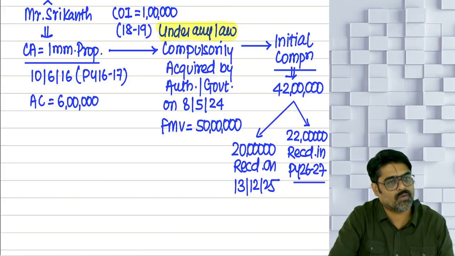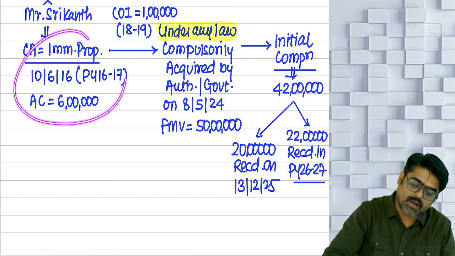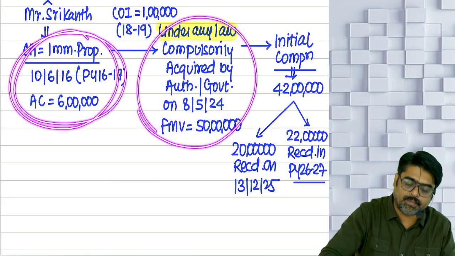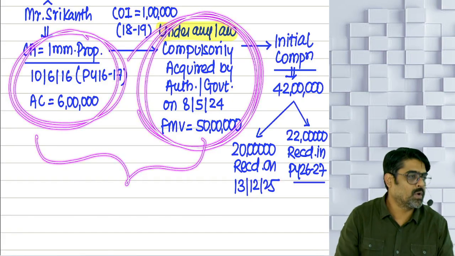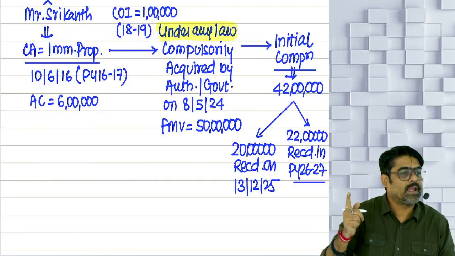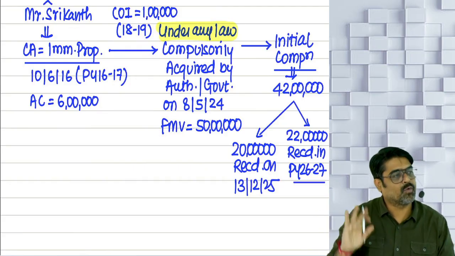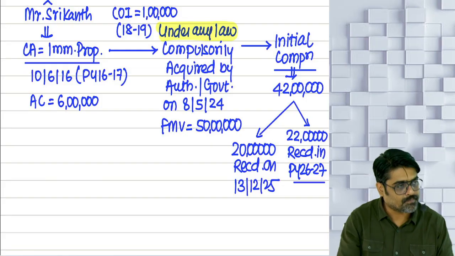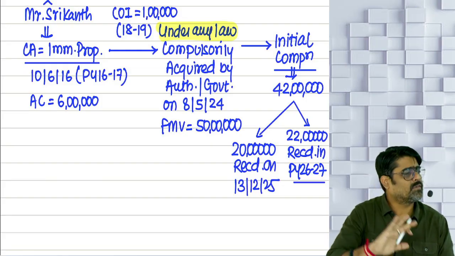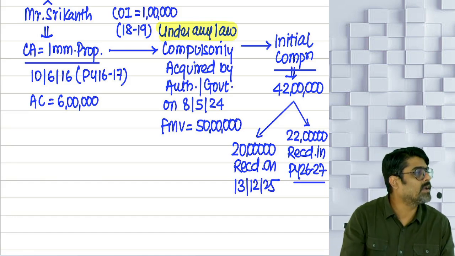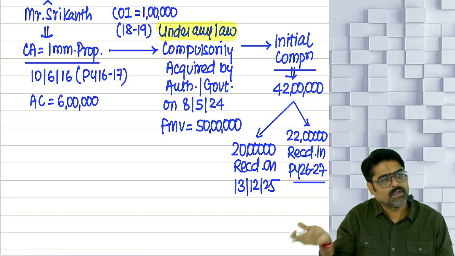So what will be the period of holding? From the date of acquisition till the date immediately preceding the date of compulsory acquisition. This is your period of holding. Yes or no? So if on the basis of this period of holding you come to know that the asset is short term, period of holding less than or equal to 24 months, then cost of acquisition and cost of improvement without indexation. Yes or no? And the resulting gain will be short term gain.